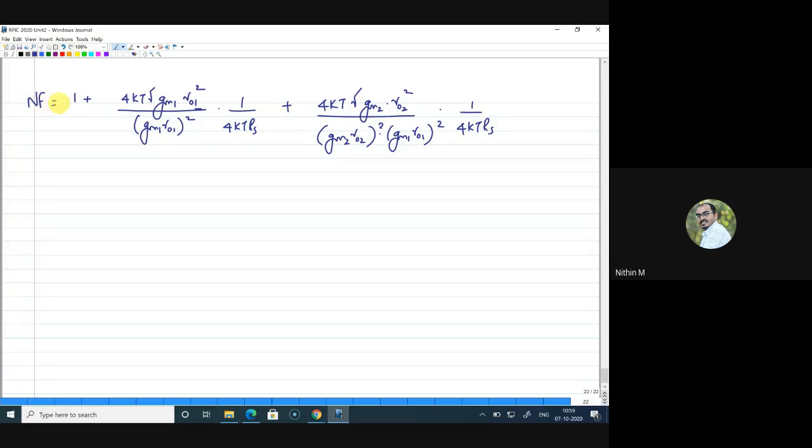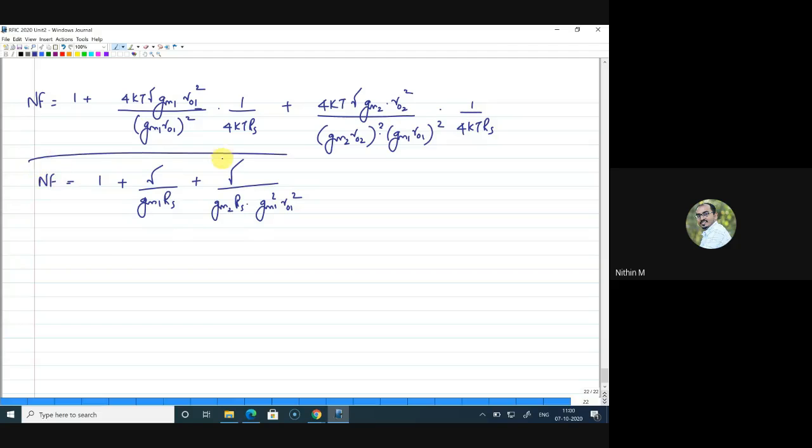So this will be the noise figure, right? Whatever infinity terms were there, I just neglected, and I plugged in all the other expressions. If you further simplify this, you will get the answer as 1 plus gamma by Gm1 Rs, because the other terms will get cancelled from the second term, and your third term will be gamma divided by Gm2 into Rs into Gm1 square into Ro1 square.